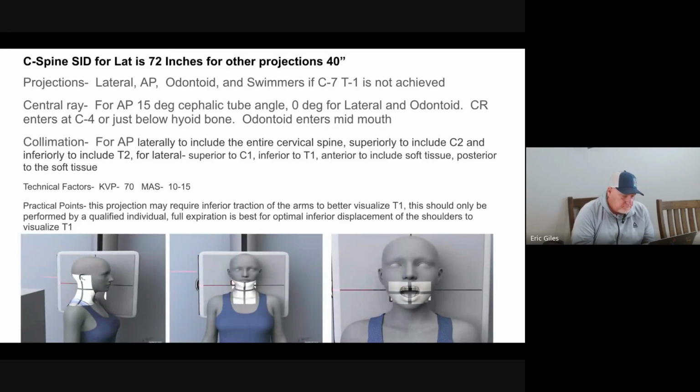These pictures are taken on full expiration, so take a breath in, blow it all the way out, and hold it out. It helps relax those shoulders down a little bit, which is the reason we do that. But yeah, C-spines are cool. Just, for test purposes, realize that the lateral is done at 72 inches. The odontoid, AP, and swimmers, if necessary, are done at 40 inches. Remember your central ray at C4, and you've got a 15-degree cephalic angle for your AP.